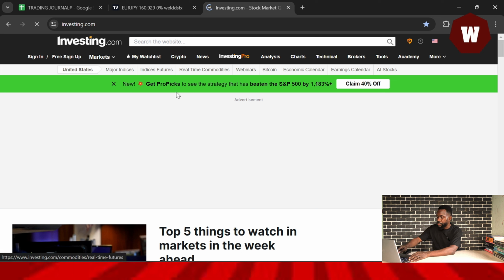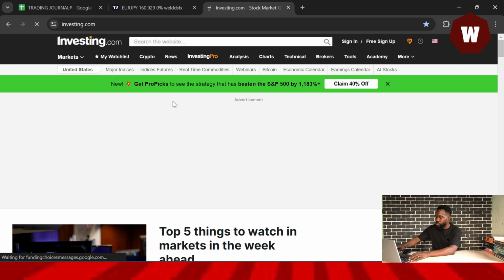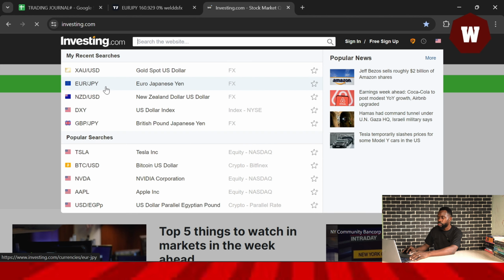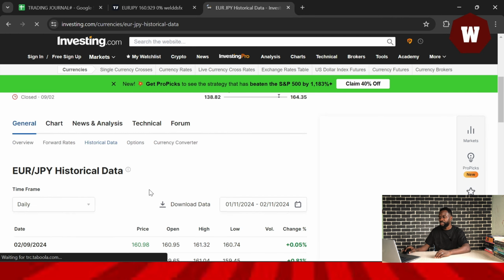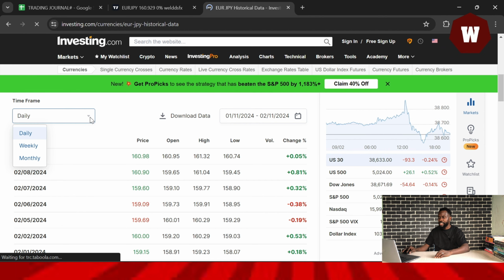So if you go to investing.com, you search for that currency pair you are trading. In this case, we are trading EURJPY. Let's give it 1 minute for this thing to load. Okay, so if you click on the EURJPY chart, what you will just do is go to the historical data and then go down, change the time frame to daily.